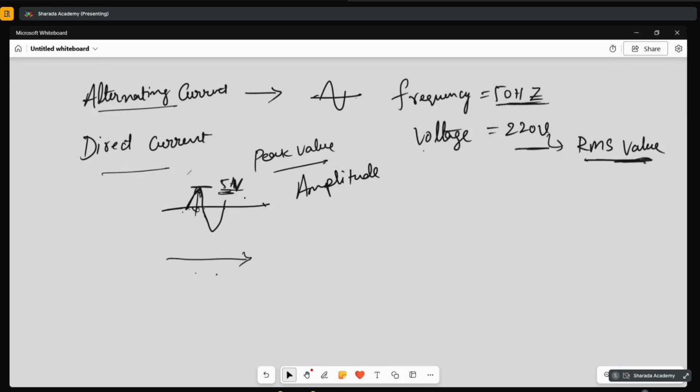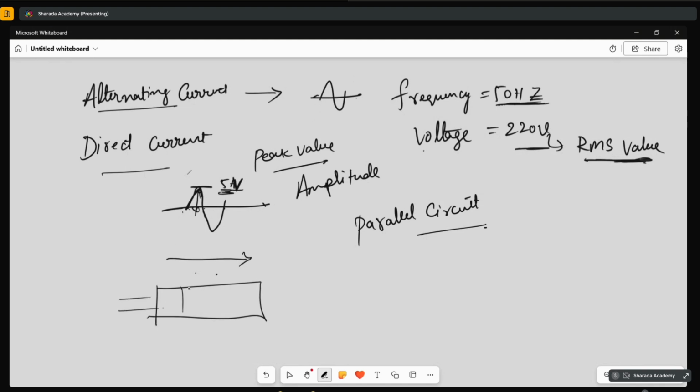So then we studied it as a parallel circuit. Why is it a parallel circuit? Netra, can you tell? Home appliances, all the appliances, bulbs, TVs, everything, are connected in parallel to each other. What is the reason?